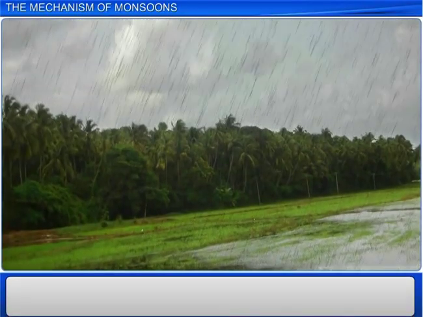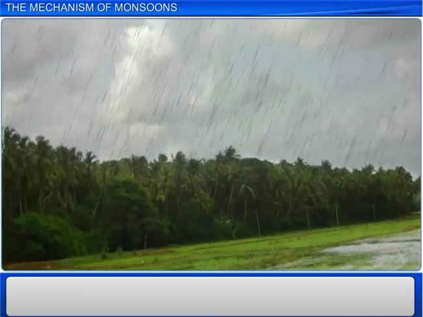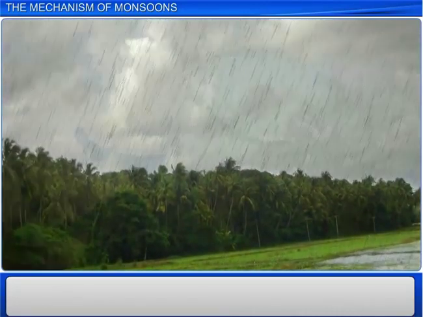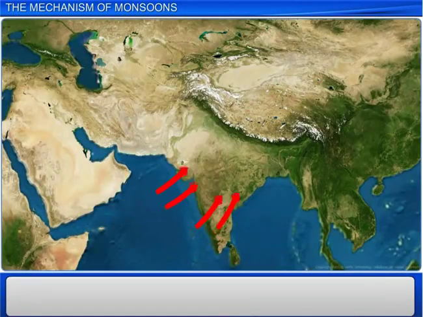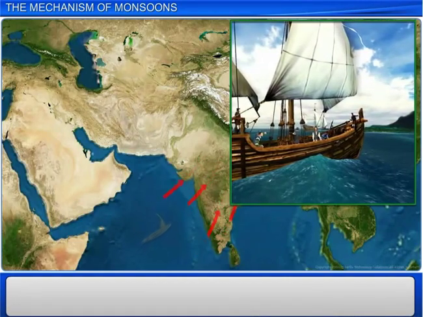The climate of India is strongly influenced by the monsoon winds. Monsoon refers to a season in which the wind system reverses completely. This phenomenon was first noticed in historic times by the sailors who came to India. The reversal of the wind system helped the sailors sail their boats due to the wind direction.